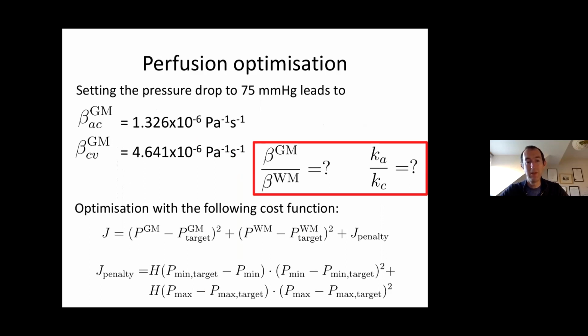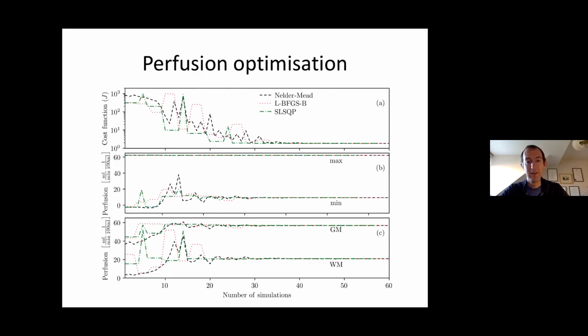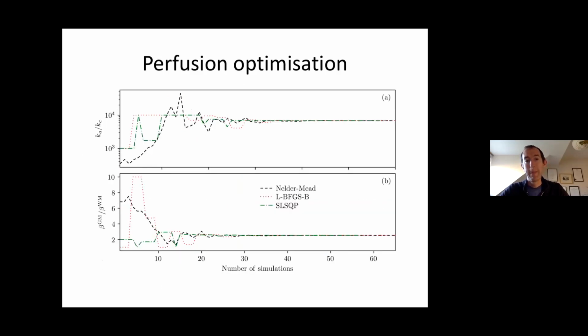So the ratio of the coupling coefficients in the grey matter and the white matter, and the ratio of the permeabilities. And then we can optimize this with a particular cost function, solve it numerically, and you can see we get a very nice convergence in both the grey matter and the white matter, and they converge on the perfusion values that we are expecting, which is great. The cost function drops to a very low number, which means that we're converged. And we can then see that it converges. On the top one, you've got the ratio of permeabilities, and on the bottom one, you've got the ratio of the coupling coefficients, and you can see that these converge very nicely. And we'll see what the results look like in a second.